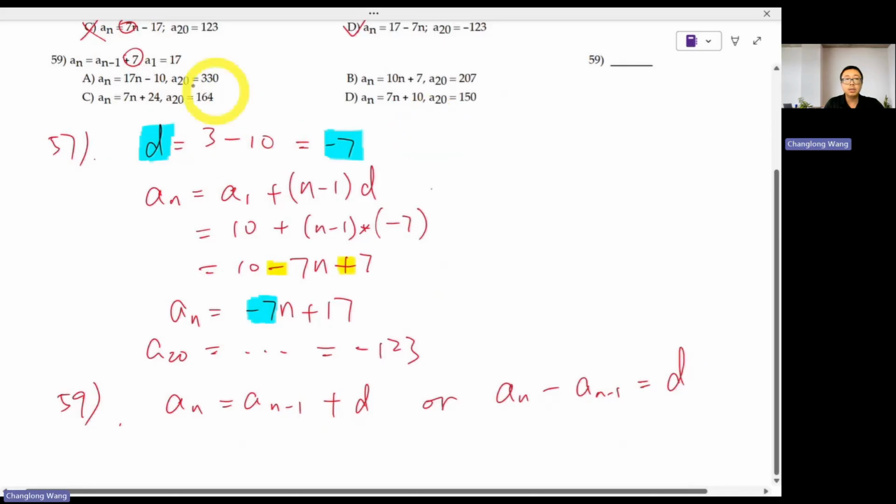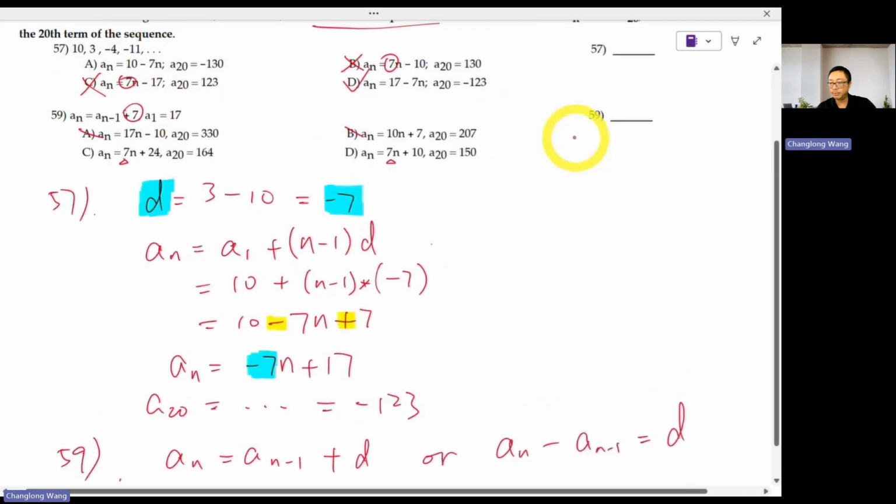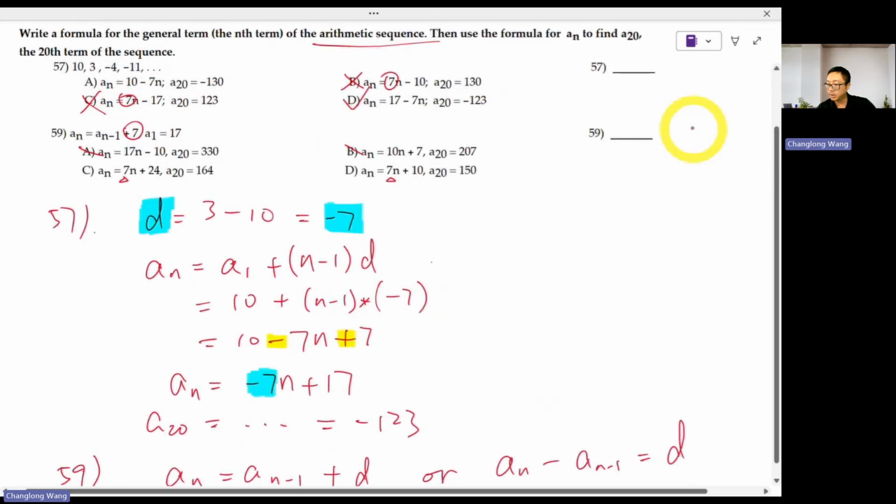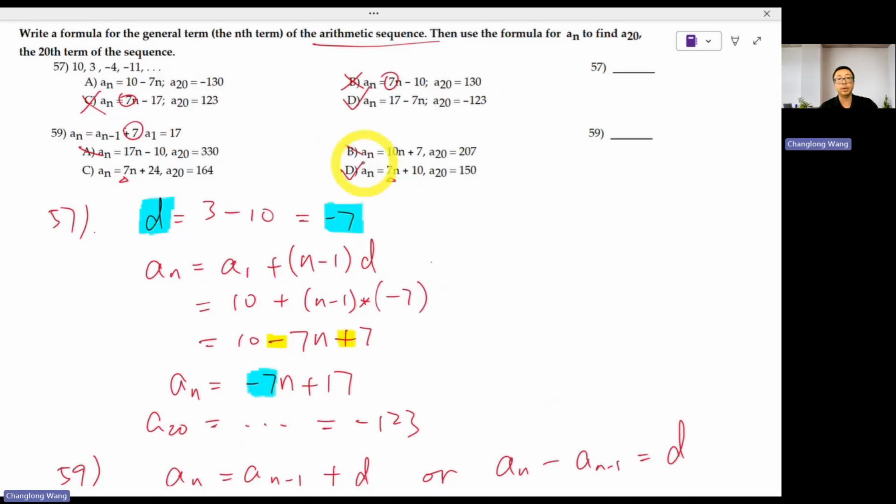So now you're looking at either C or D. They both have the correct common difference. And the reason they have different constants is they know that you might have a sign error somewhere. Instead of getting 24, you're getting 10, or the other way around. But 59, it's going to be letter D. Okay, but you figure it out.